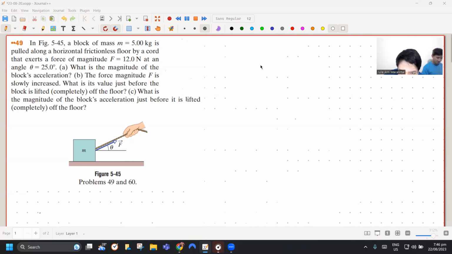Let's start with the free body diagram. So there we go, there's the force F, and then of course there's a normal force because it's on the ground. And there's the x and y direction, the angle theta, and there's a gravitational force mg.